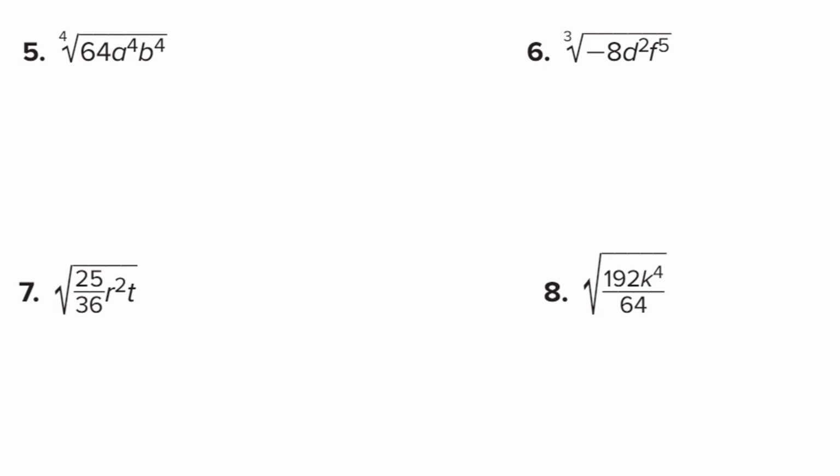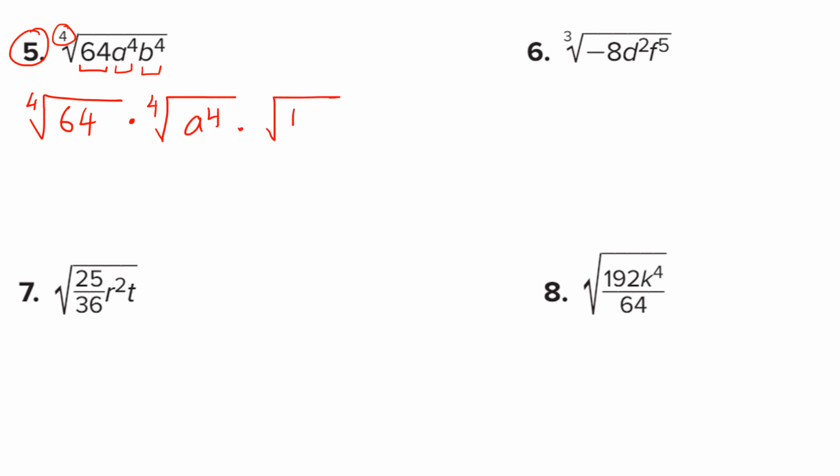Okay, so let's try these questions. We'll begin with question 5. Here we are going to apply the multiplication rule. First see how many parts we need to break. There is a number, there is a variable a, there is a variable b. It has different powers, so we are going to break it into three parts. What's the index? 4. So this is the fourth root of 64. That's the first part, and this is being multiplied by the fourth root of a^4, multiplied by the fourth root of b^4. So the index is 4.